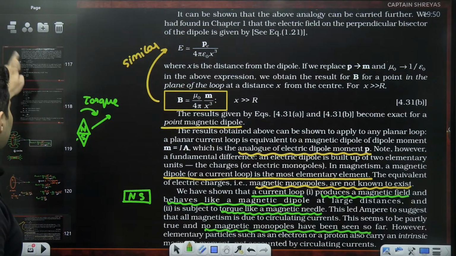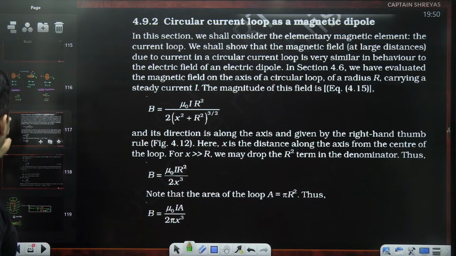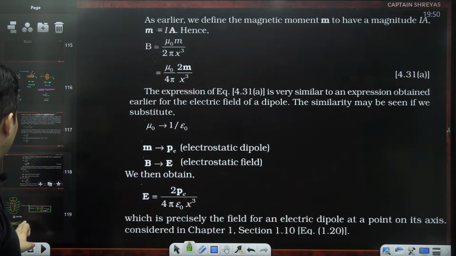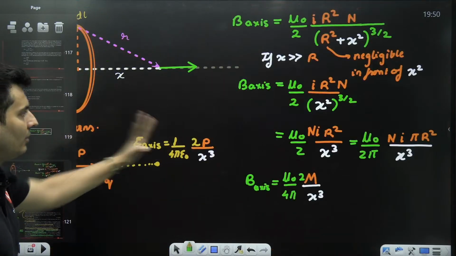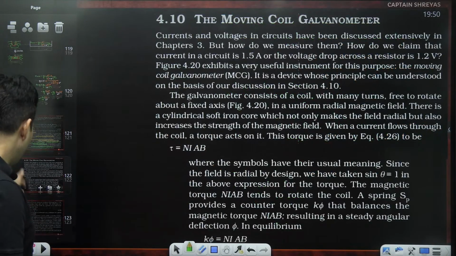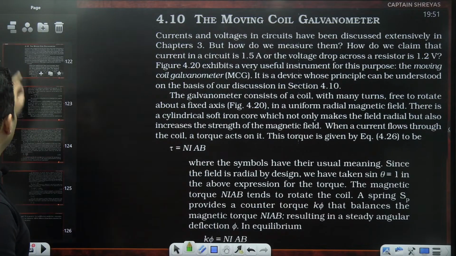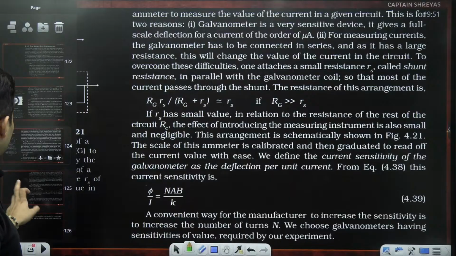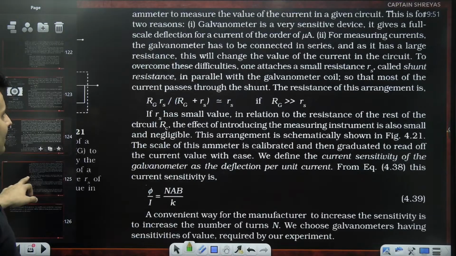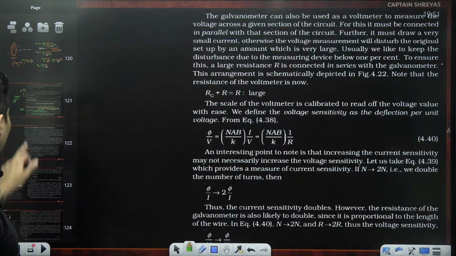Till this point, all this theory is understood, guys. All right. This is exactly what they have done over here. Neglecting that X is much, much larger than R, etc. So the same derivation, I have done it for you in a much simpler manner. Okay. Let's go to the final topic, and that is called the moving coil galvanometer. They have given the construction, the working, and how we use it as a voltmeter versus how we use it as an ammeter. Okay, that is the last part of this.